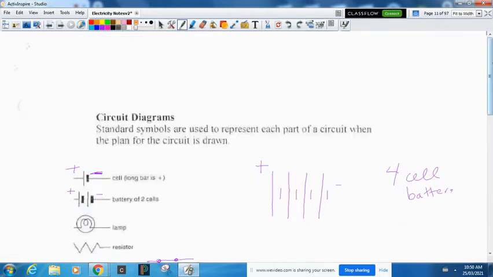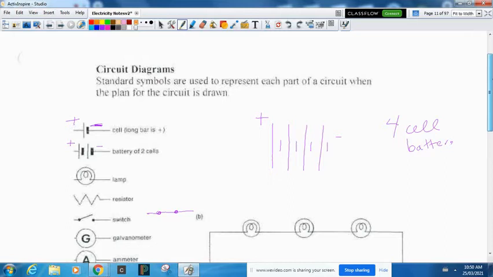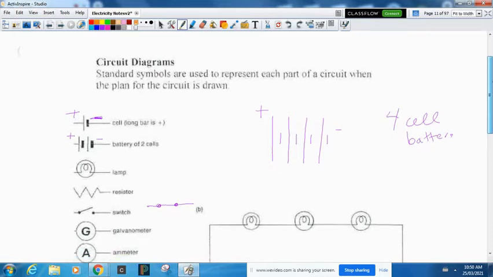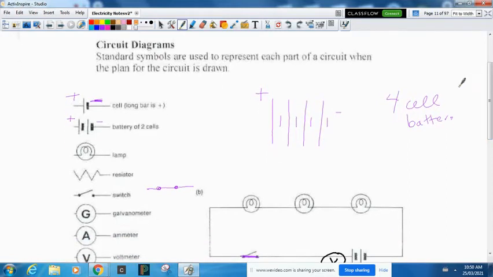So here are the parts. When we do circuit diagrams, we have our own kind of symbols and language that we use. There's a cell, the long bar and the short. This is a 2-cell battery. The long side is always the plus side, and the shorter side is the minus. Over here, this is a 4-cell battery. So 1 cell, 2 cells, 3 cells, 4 cells, and the big side is plus, the small side is minus. That's a symbol for a lamp.